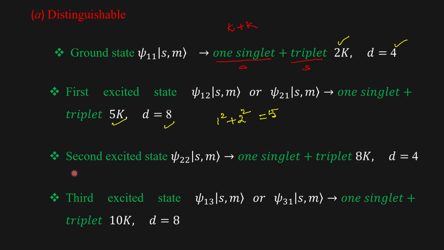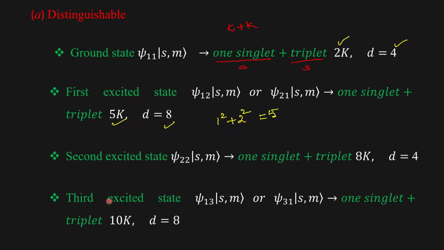What about the second excited state? It is psi 2 2 ket s comma m, where you will have one singlet and one triplet state. Then the total energy is 2 squared plus 2 squared, which is 4 plus 4, 8k. And what about the degeneracy? The degeneracy is one singlet plus one triplet, 4 energy states.